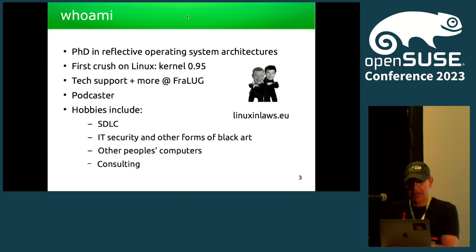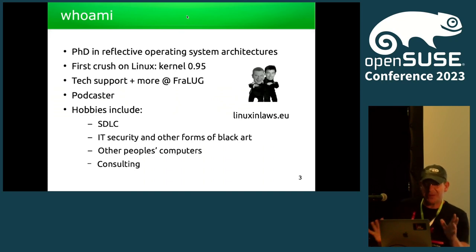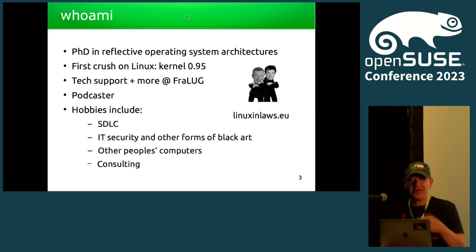I'm a podcaster. And if you can't get to sleep at night, the podcast URL is on that slide. We have been doing this podcast for 3 years, and I reckon downloads clock in between 7,500 and 10,000 per episode. I think our niche is black humor and technology. I won't say more, because this is not a pitch about the podcast, but if you're game for a little bit of humor beyond technology, check it out. Other hobbies include anything around software development life cycles, IT security, and other forms of black art. Clouds, of course.